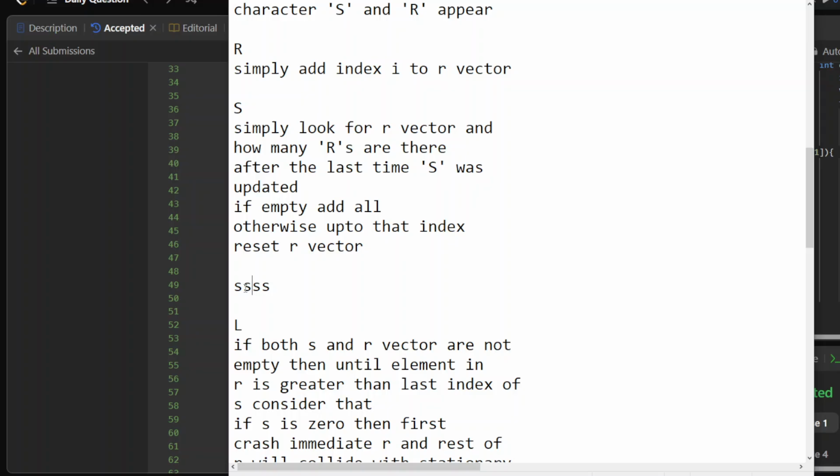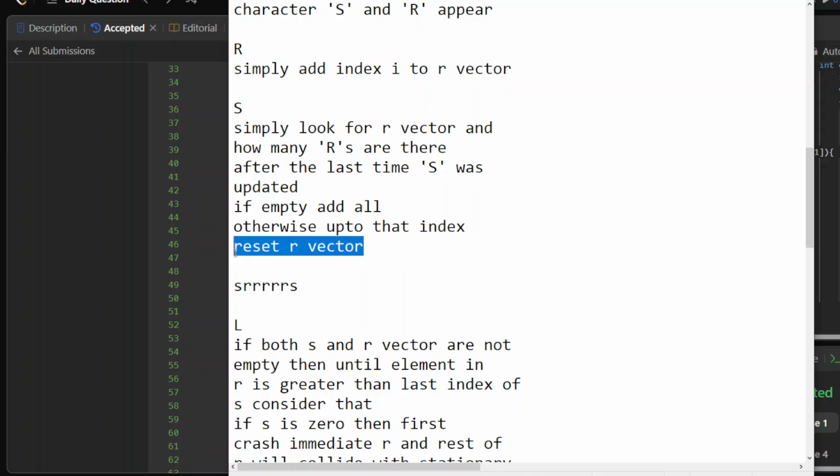But if S is empty, then this is an easy calculation. I am saying that if I have 3, simply add all 5 R's if S is empty. But if it is not, consider only the R's that are in between the S's. So this is my correct index where I currently am, and the previous one. So how many R's are in between? Just count it and add it to the answer.